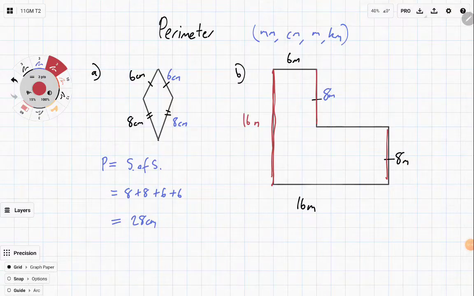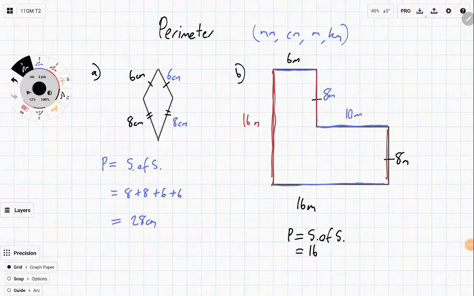But over here, we've also got a blank side. But in this case, it would be 6 meters plus the blank side is equal to 16. And we can work that out by going, well, 16 minus 6, well, it must be 10 meters on this side. Now that we know that, we can just do our perimeter, which is P equals S of S, and we're going to add up a bunch of numbers. We've got 16 plus 16 plus 8 plus 10 plus 8 plus 6, which adds up to 64 meters. Once again, just with our units, whenever we're doing perimeter, we must make sure we use the correct unit.